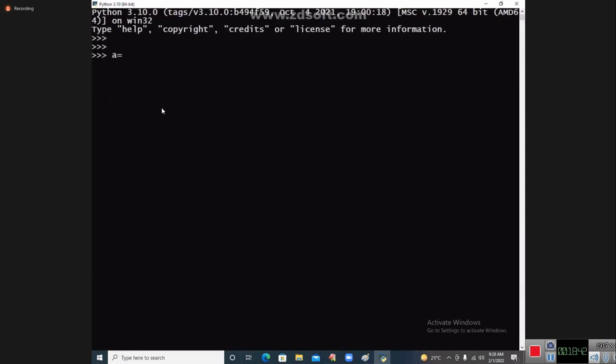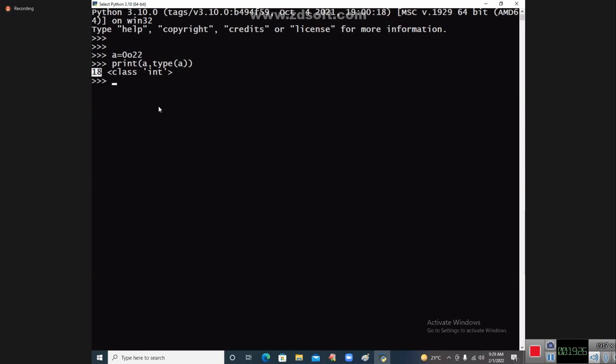See, my dear students, a is equal to 0 O. Be careful: the digit 0 and the letter O look alike, so there is a chance of typing it wrong. Ensure that 0 is a little higher and O is a little lower in height. Octal data I'm taking, 0 O 22. Print of a comma type of a. Even though we represented octal data, it is printed in the decimal number system. It is of type int only.